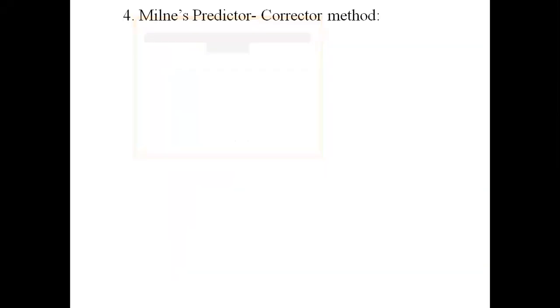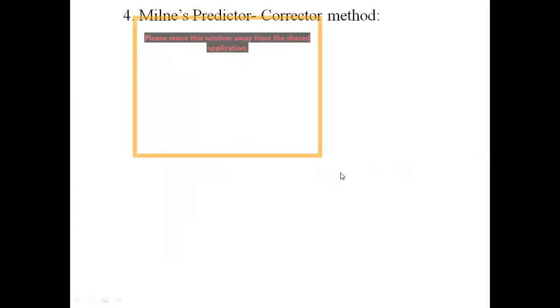Okay, this is Milne's predictor corrector method. As its name tells, here we use two formulae. One is to predict the solution, and one is to correct the solution. Suppose that there is a differential equation, an initial value problem, given. Let it be dy/dx is equal to f of x comma y.